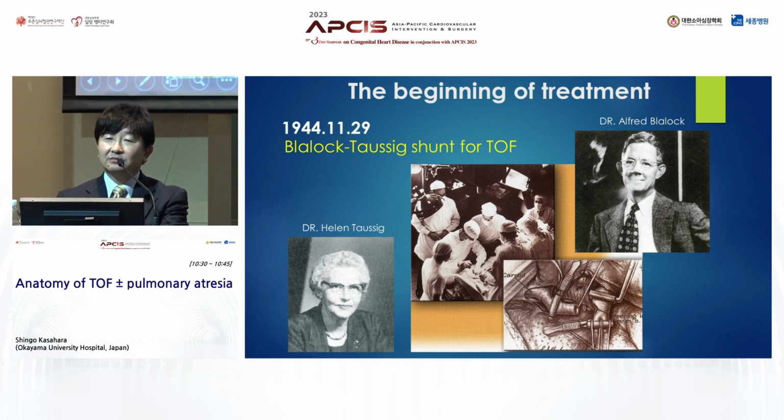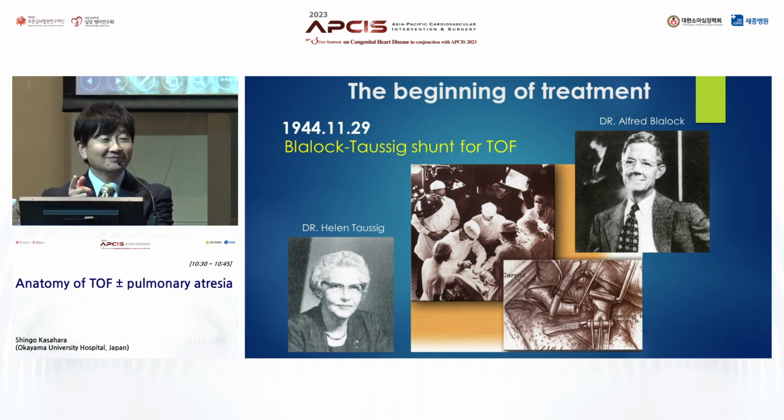In 1944, almost 80 years ago, two clever, great doctors established the Blalock-Taussig shunt: Dr. Helen Taussig, a pediatrician, and Dr. Alfred Blalock. He was also a very heavy smoker, and short-tempered. Is your surgeon short-tempered? I'm not sure about that, anyway.